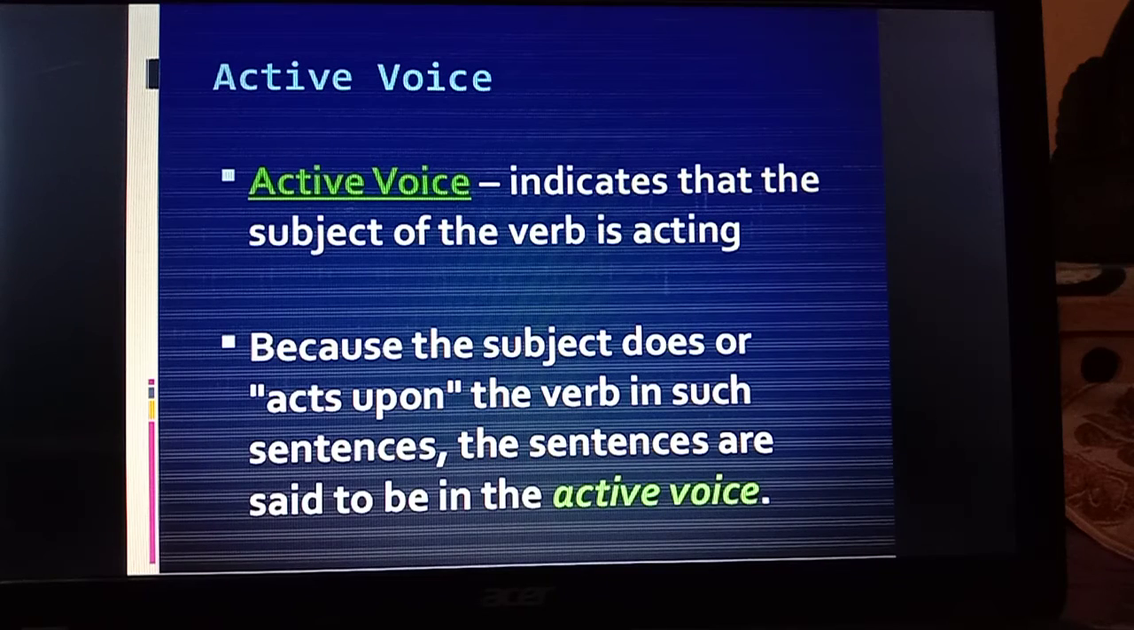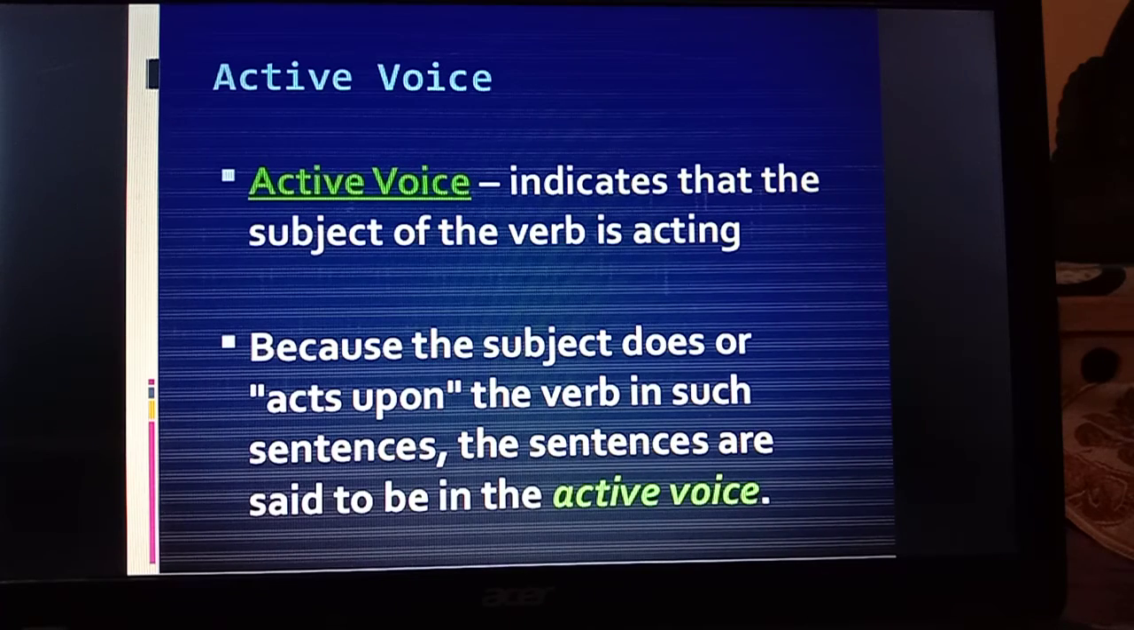Now we will come to know about active voice. Active voice indicates that the subject of the verb is acting. Because the subject does or acts upon the verb in such sentences, the sentences are said to be in the active voice. Active voice shows that the subject of the verb is acting or doing something. So those sentences where the subject does something or acts upon is called active voice.